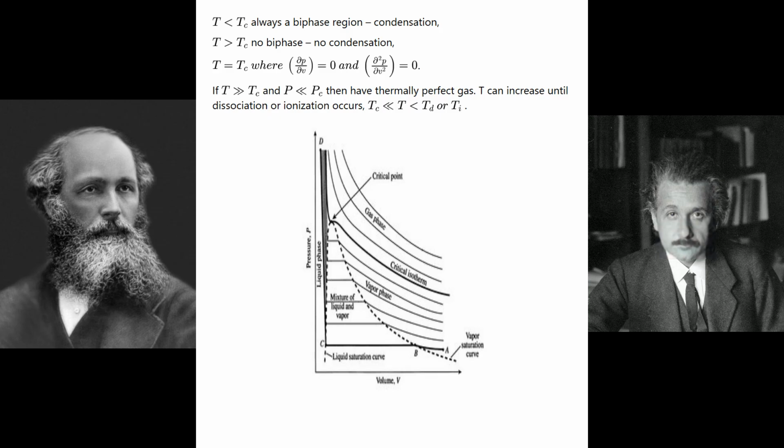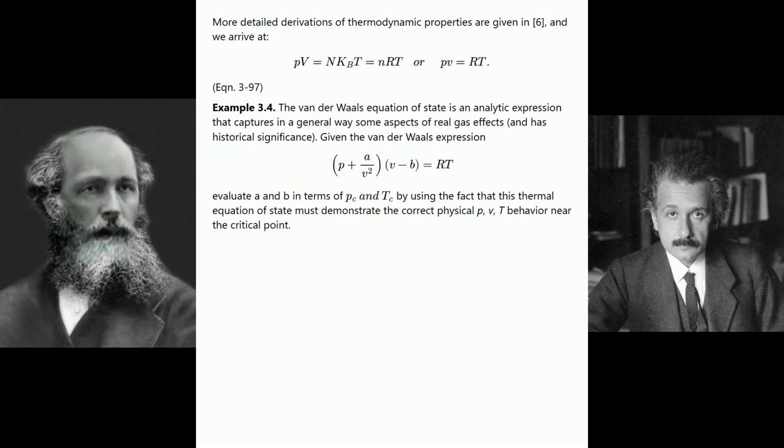If T is much greater than T sub C and P is much less than P sub C, then we have a thermally perfect gas. T can increase until dissociation or ionization occurs: T sub C is much less than T, which is less than T sub D or T sub I. More detailed derivations of thermodynamic properties are given in reference 6, and we arrive at, see equation 3-97.